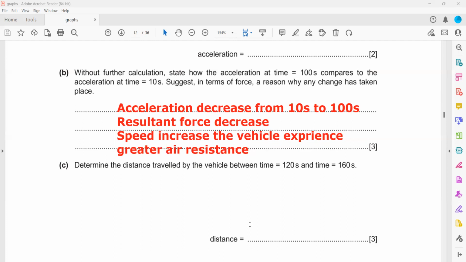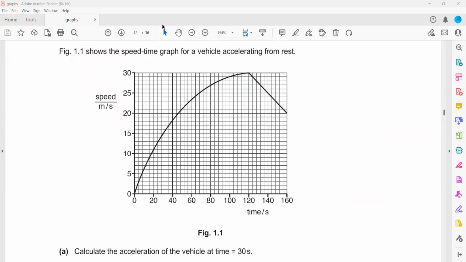Why is the acceleration decreasing? Then determine the distance traveled from 120 to 160. How can we find the distance traveled from 120 to 160? Again, you have to use the area under the graph, and you have to take the total area under the graph.